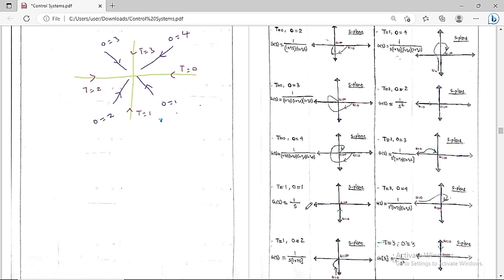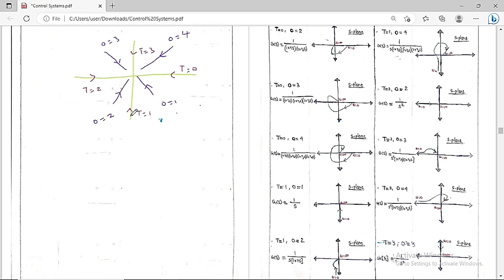Now if you want to draw the polar plot for this open loop transfer function, just see this picture. Type is equal to 1 means it will start from here. Starting point is here, and the order is equal to 1 means it will go here. So it will slowly go in this direction only. So type is going to tell you the starting point and order is going to tell you the final point.